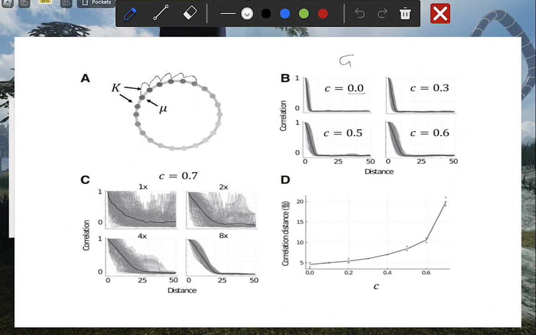I'm a bit confused about the four different graphs. What does 4x mean? In C? Yeah, that's the one you were talking about, wasn't it? Sorry, I was talking about B. Oh, you were still in B. Okay, sorry, I misunderstood. It's okay. But in B, the message is just that as you increase C, as you increase local inhibition, you get a movement to the right in terms of this line.